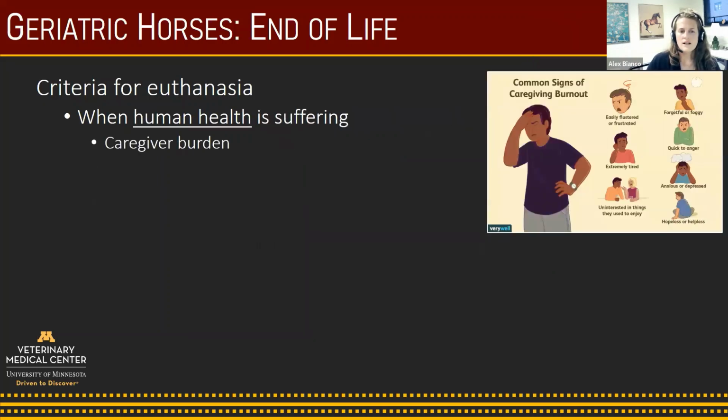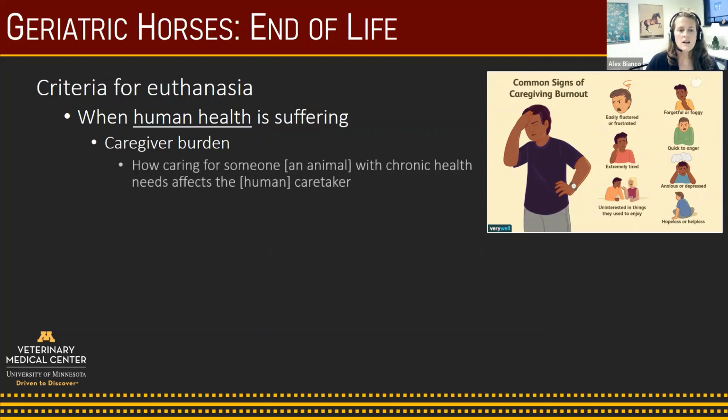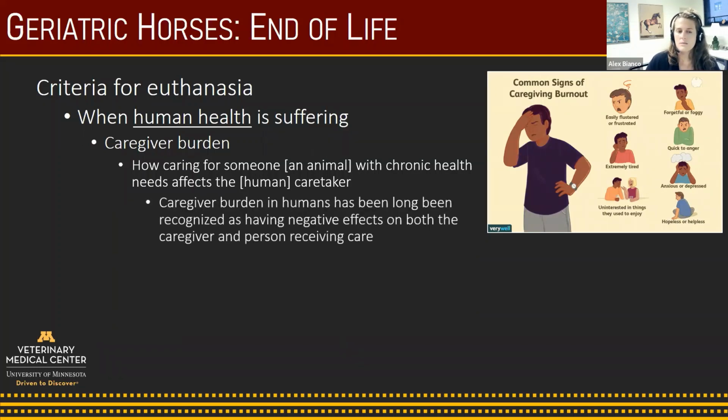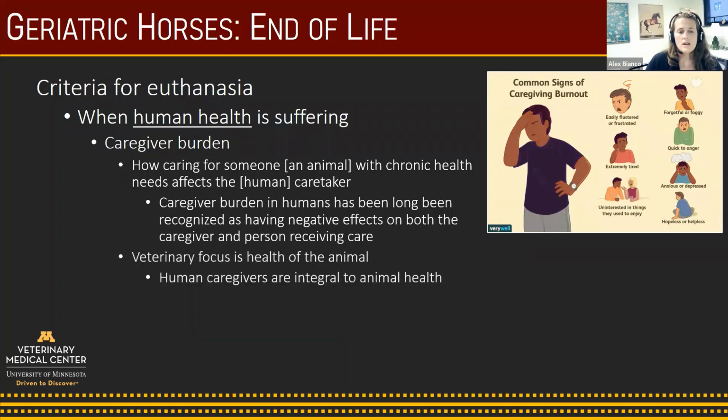And then the other criteria that is worth considering that isn't often considered is when human health is suffering. So there's this concept of caregiver burden, and it's really more talked about in the human field, because there's a lot more humans who are caring for other humans with a lot of needs. But it's kind of looking at how caring for someone or an animal with chronic health needs can affect the person caring for them. And it's a real thing that has been associated in people as having negative effects on the caregiver and on the person receiving care. So we often focus just on the animal, but you can't have a healthy animal without healthy humans taking care of the animal.